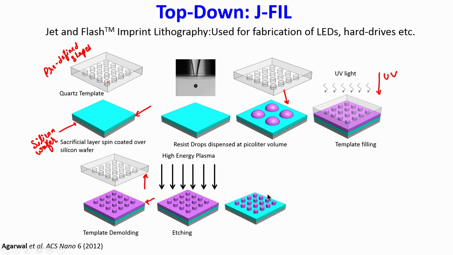And then you can come with a very directional high energy plasma or something to etch this away. So, what will happen is this top portion will get eroded away, this portion will get eroded away, and the portion that was below the particle will become a part of the particle, and you get a freestanding structure over your sacrificial layer. So, this, remember, is a sacrificial layer.